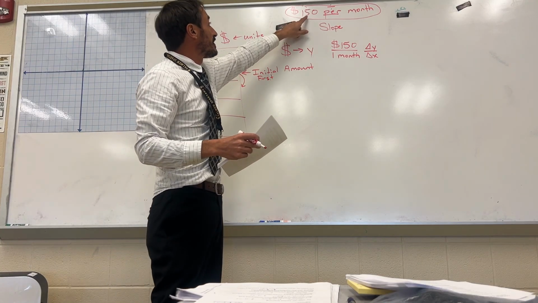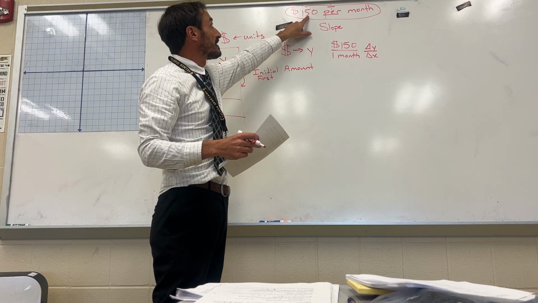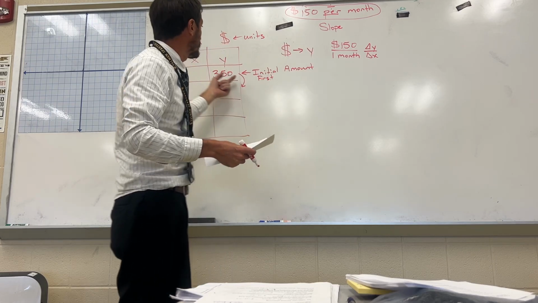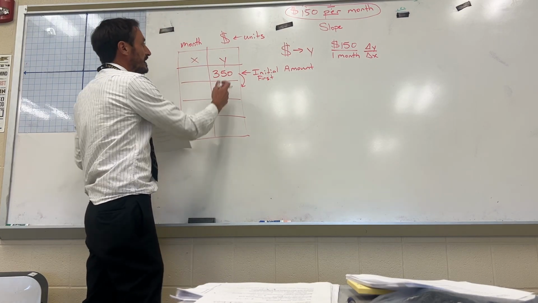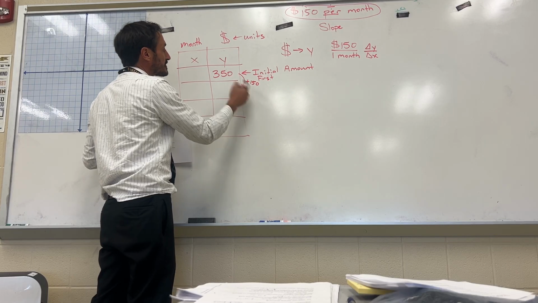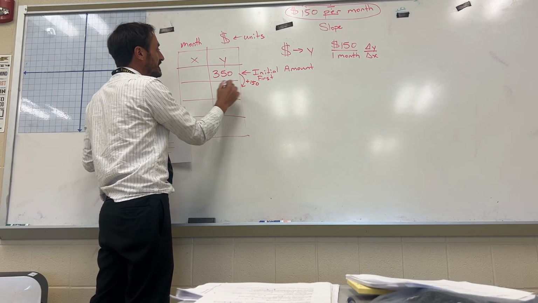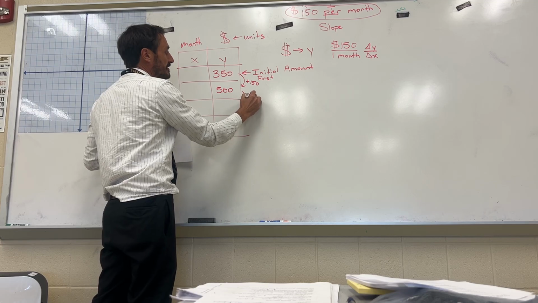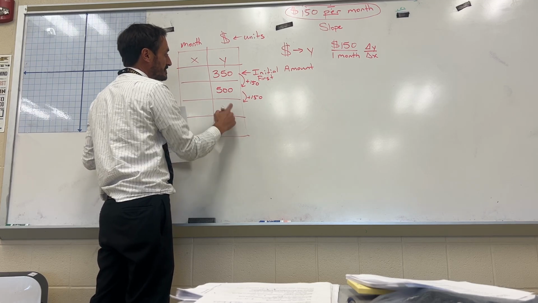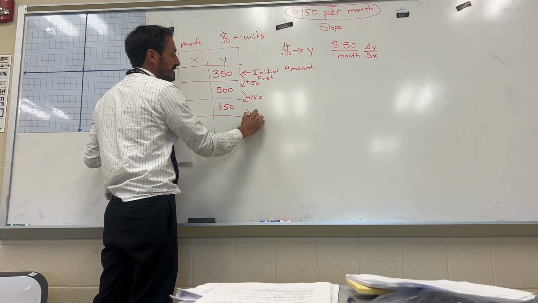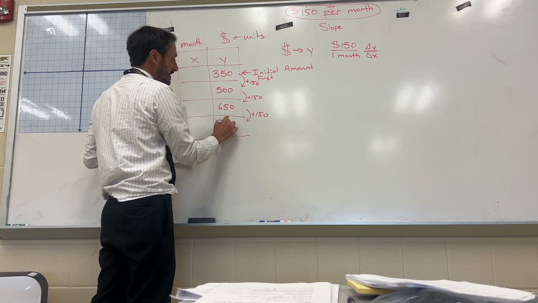In this case, we're increasing $150 per month. We're increasing the amount in the savings account by $150 every month. So the next month, we're going to have 150 more, so we are adding 150 each time. So if this is 350, add 150. The next month, we're going to have 500 in the account. Add another 150. The next month, we will have 650. And the next month, add another 150, we're going to have 800.